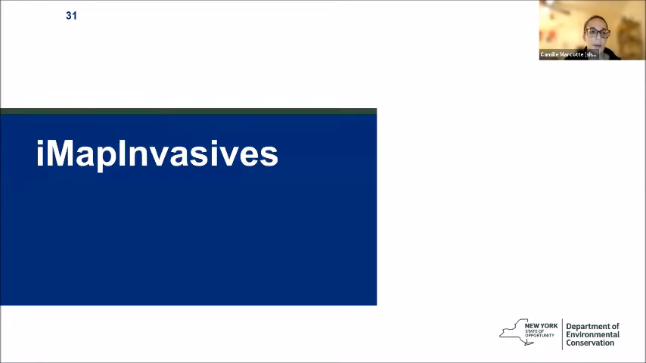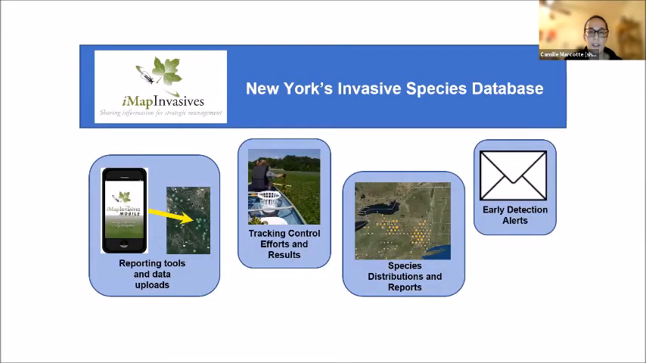So now we'll actually go into iMap Invasives. If you've never heard of iMap Invasives before, it's basically a database where you can track and report invasive species. You can also track if you didn't find an invasive species, but you went out to look for it. You can get alerts for early detection of species. So I get that for hemlock woolly adelgid in the Skaneateles Lake watershed for work, because I want to know where it's spreading. It started on the west side of the lake and has slowly made its way around the south and up into the east side now. So just trying to stay on top of that.